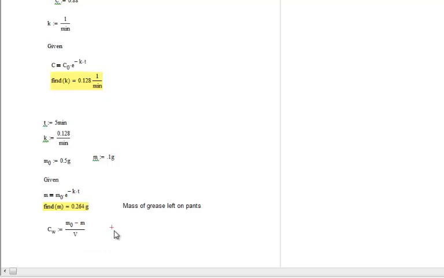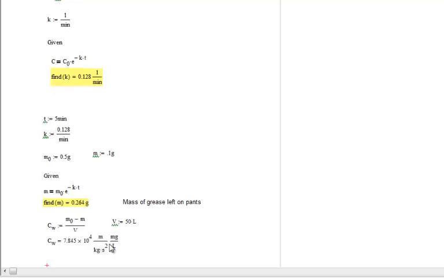Now we need to find what that V is. So volume of water is equal to 50 times liters, capital L. So the volume is there. And let's go ahead and solve for CW equals. And we should be able to change this. Milligrams per liter would be that concentration.